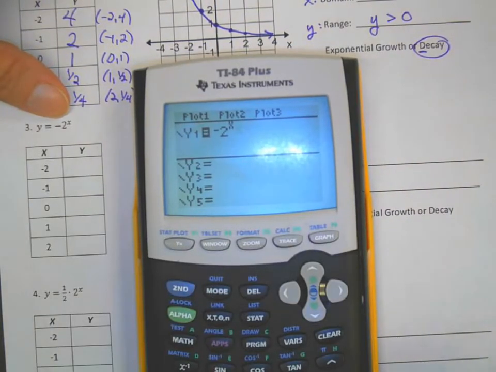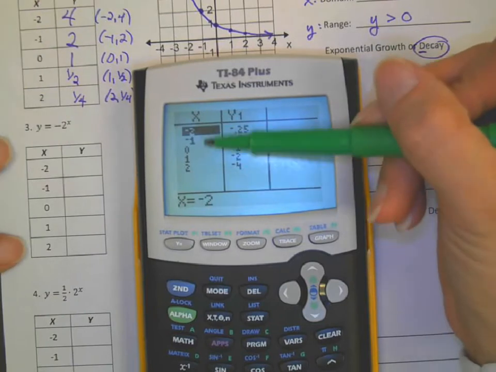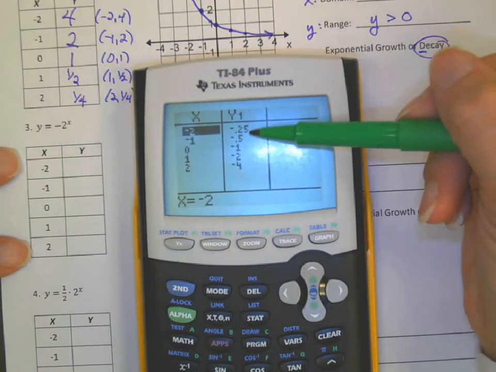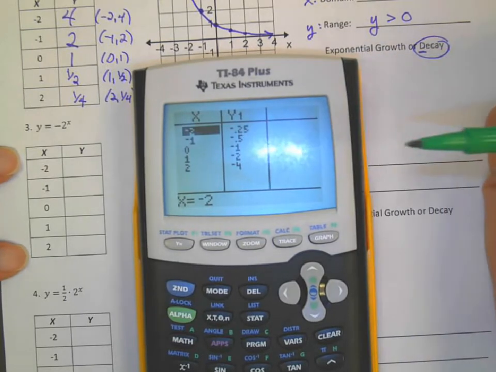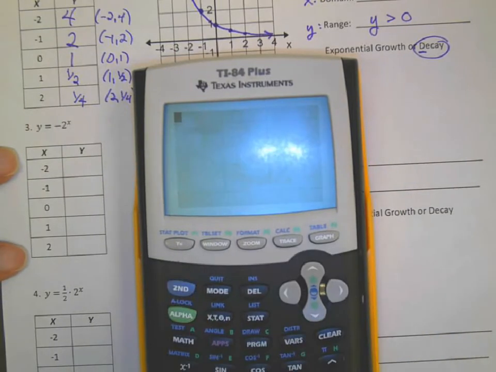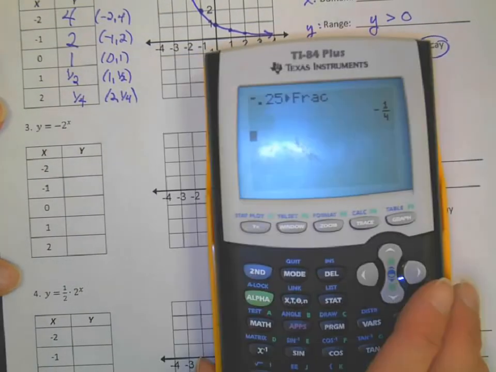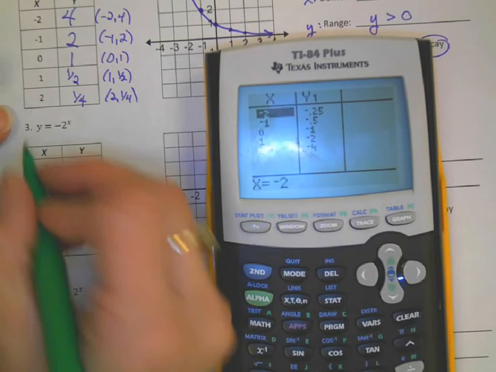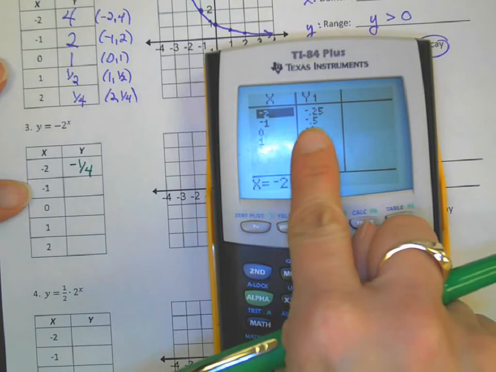Now when you go second table, the values, negative 2 through 2, are still there, and the new y values are there. Negative 0.25. Does anyone know what fraction that is? If you're not sure, you could always quit out of here. Negative 0.25, we can math fraction it up. Yeah, you were right, negative 1/4. So the table values are negative 1/4. Negative 0.5 is negative 1/2.